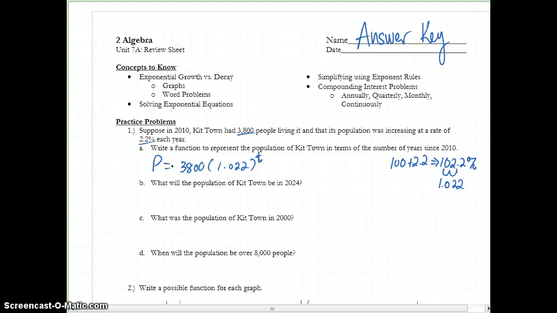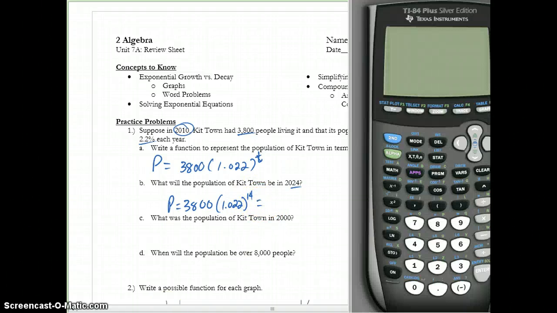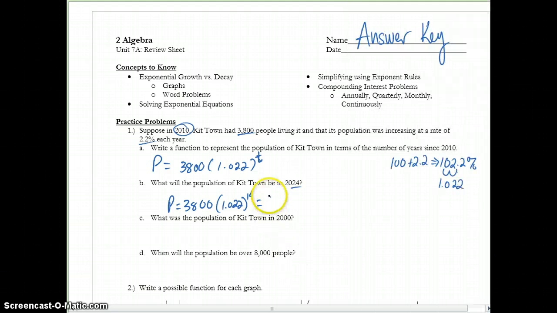If I want to know the population in 2024, first thing I want to note is that we're going to go forward 14 years from 2010, which is our starting year. So what we're going to do is plug in those 14 years as a value for t. When you plug that into your calculator, we'll get a value of 3,800 times 1.022 raised to the 14th, about 5,153 people. Can't really have a fraction of a person, so you can drop off the decimal.